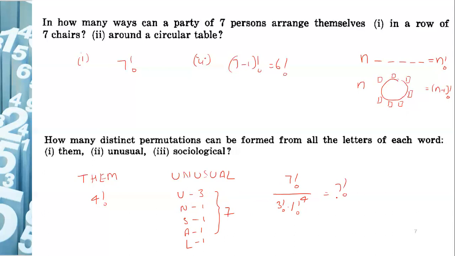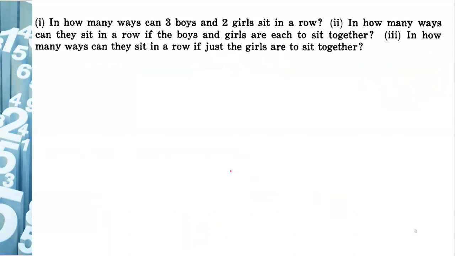So it is going to be 7 factorial by 3 factorial. That simplification you can do. Similarly, you can check this one. Okay, we'll move to the next one.